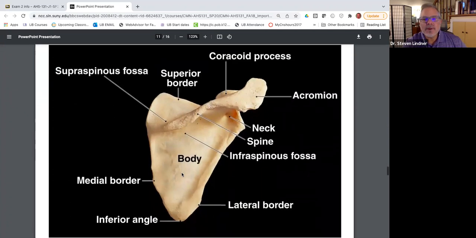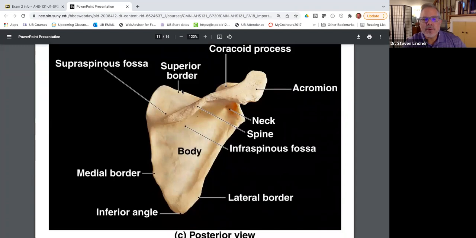From the posterior, again, superior border, vertebral border, axillary border, spine of the scapula. It goes from the medial border, it goes superior and lateral, that's the spine of the scapula, to the highest point known as the acromion or acromion process. The spine of the scapula is an important landmark because just above it is the supraspinous fossa, and just below it is the infraspinous fossa.